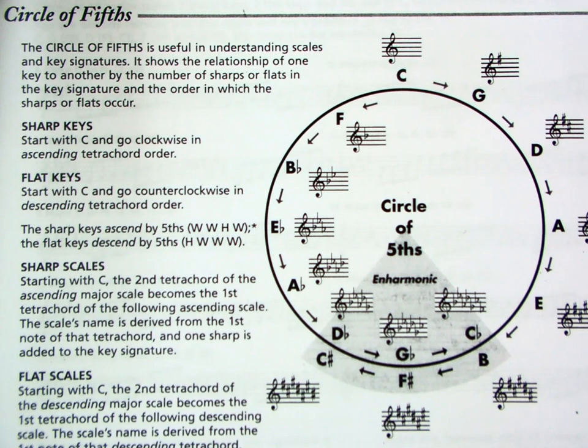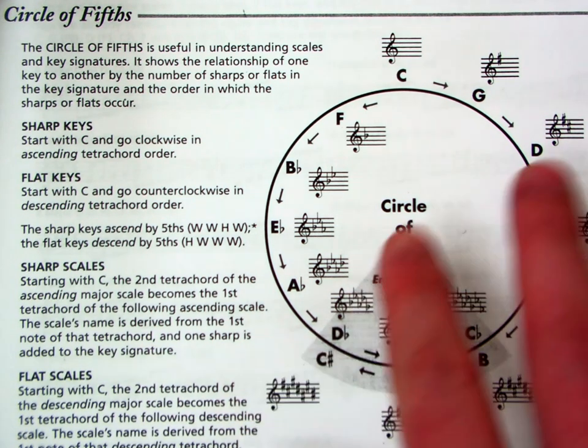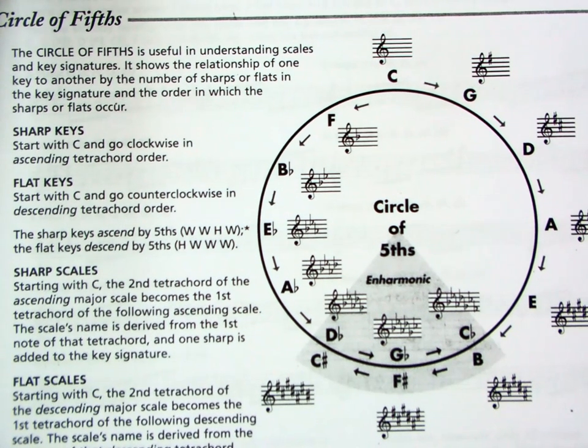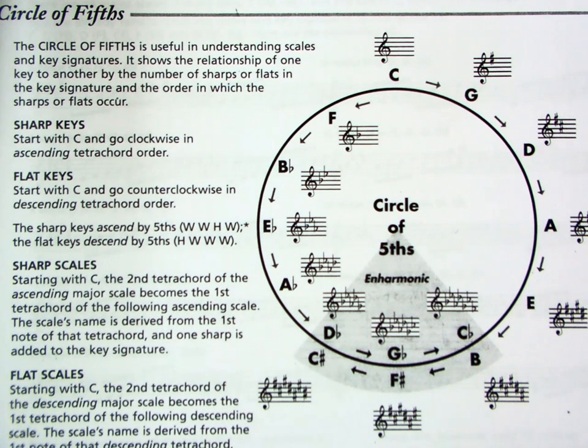Right, so first off, the circle of fifths, it is a tool, right? It's a visual tool, and you can see it over here. They've drawn it out. A lot of times I don't include some of the stuff that's on it just because it's cluttered to me, but you can put on it whatever you need, right? And it should help you from there. So, the circle of fifths is useful in understanding scales and key signatures. It shows the relationship of one key to another by the number of sharps or flats in the key signature and the order in which the sharps or flats occur, right?